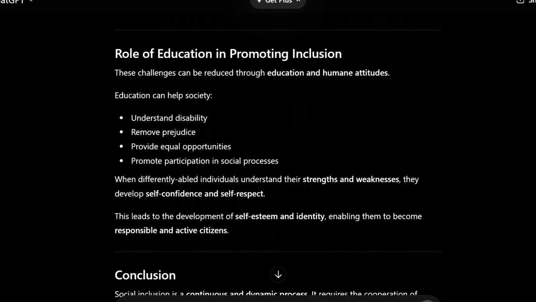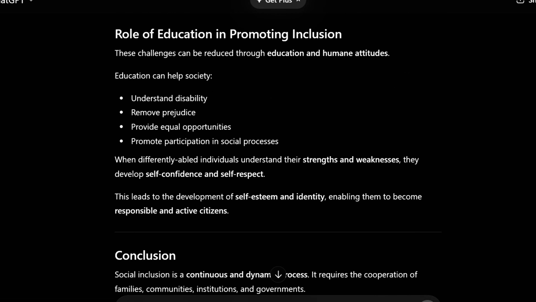Role of education in promoting inclusion. These challenges can be reduced through education and humane attitudes. Education can help society understand disability, remove prejudice, provide equal opportunities, promote participation in social processes. When differently abled individuals understand their strengths and weaknesses, they develop self-confidence and self-respect. This leads to the development of self-esteem and identity, enabling them to become responsible and active citizens.